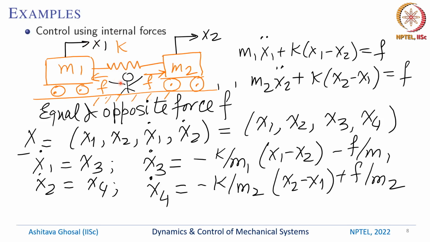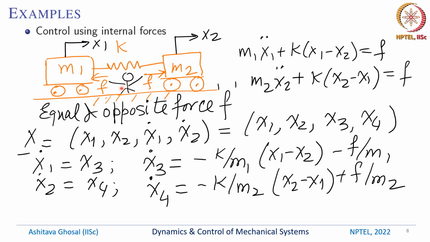This is the direction. And then there is a person sitting here in between the two carts, and they are trying to push these two carts by applying equal and opposite force F. So he's pushing this cart by F, and this is pushing this other cart by F. Both these forces are equal and opposite.